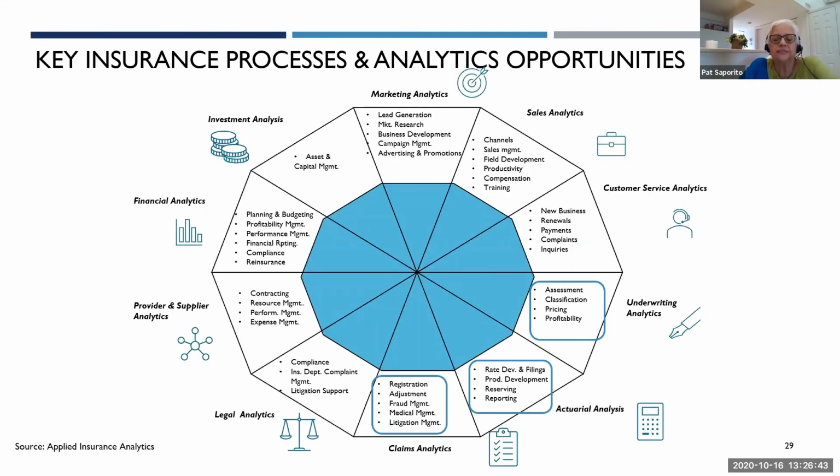So I've used this from my book. These are the key insurance processes. And frankly, as you take a look at them, a number of these could be used in any industry. So marketing and sales, customer service analytics, financial analytics, provider and supplier analytics, legal analytics. This could apply to any industry. And what I've tried to do is highlight three here that are unique to our industry: the underwriting analytics, our actuarial analytics, and claims analytics, right?